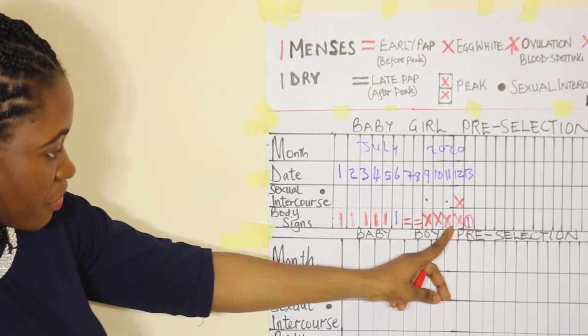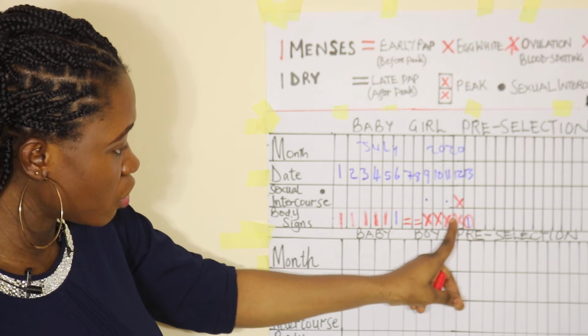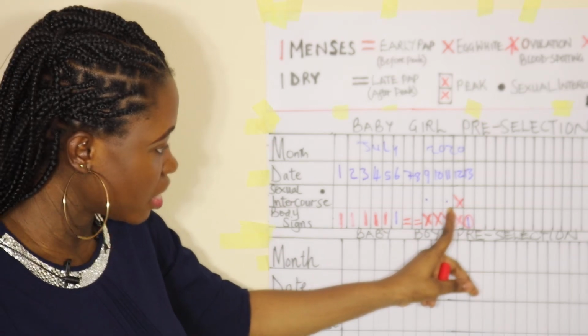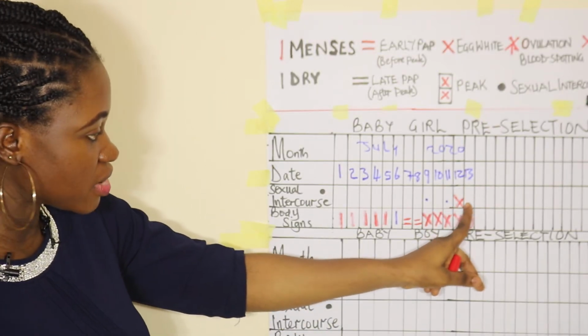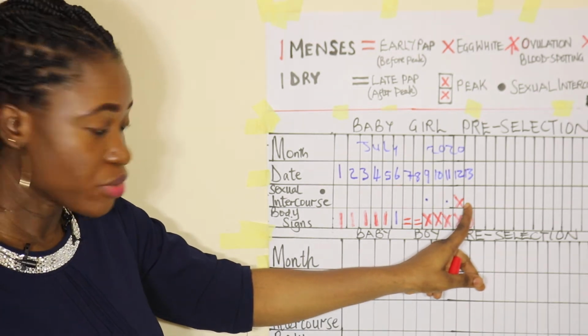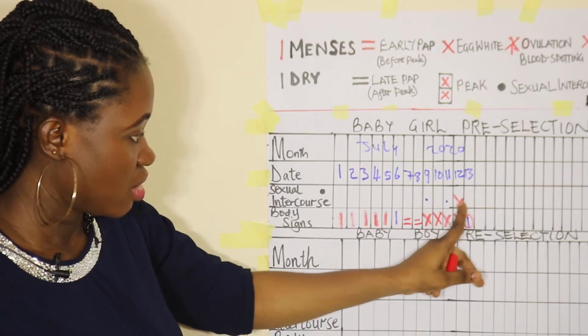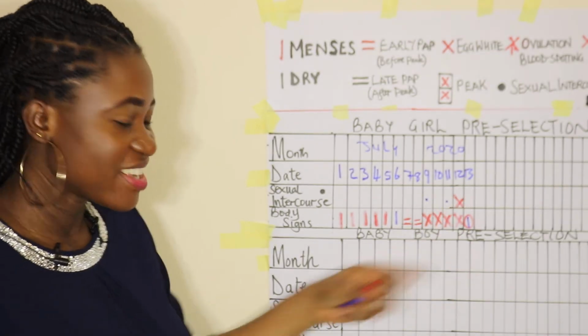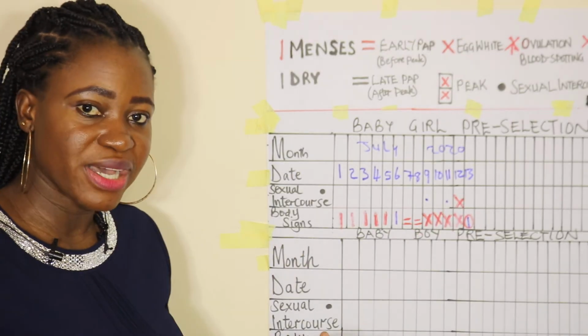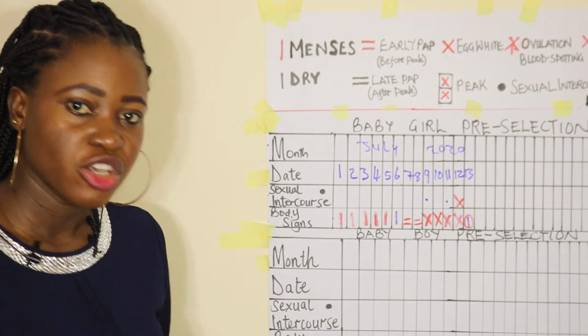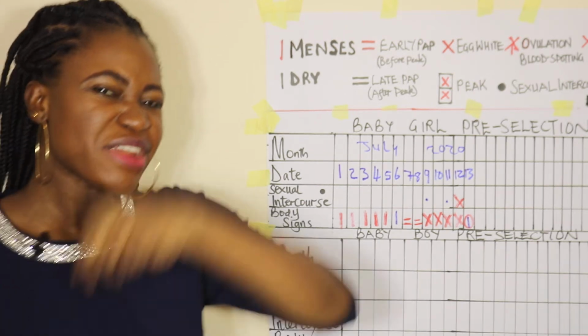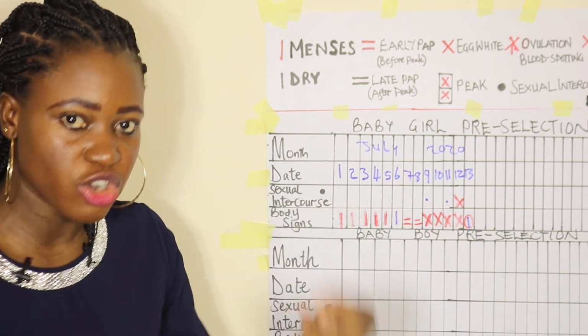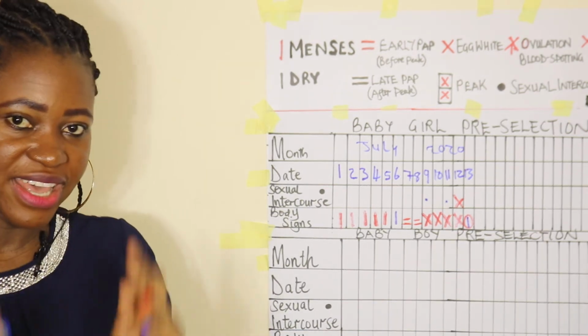And then if this girl has been charting and you want a baby girl, and you had sex on this day, the boys are alive only when the egg is present. So the girl is sluggish, her lifespan is long, but she's not fast. The boy is very fast, but his lifespan is short, and he's only alive when the egg is present.